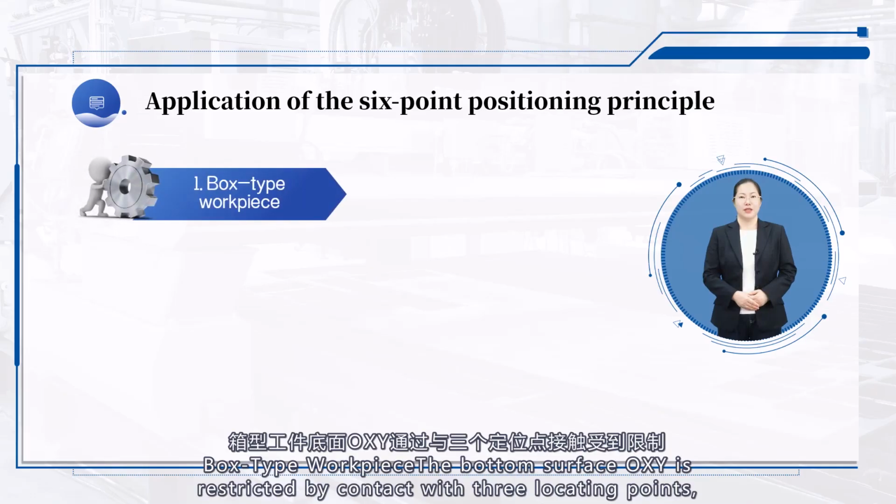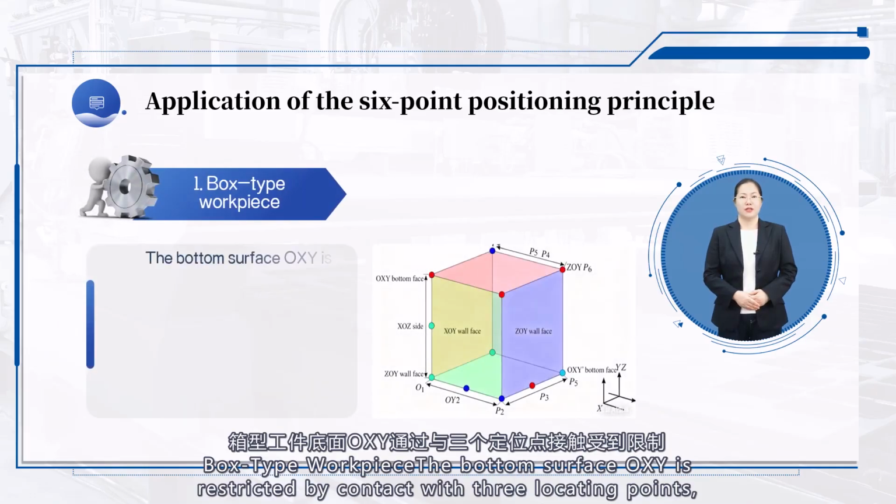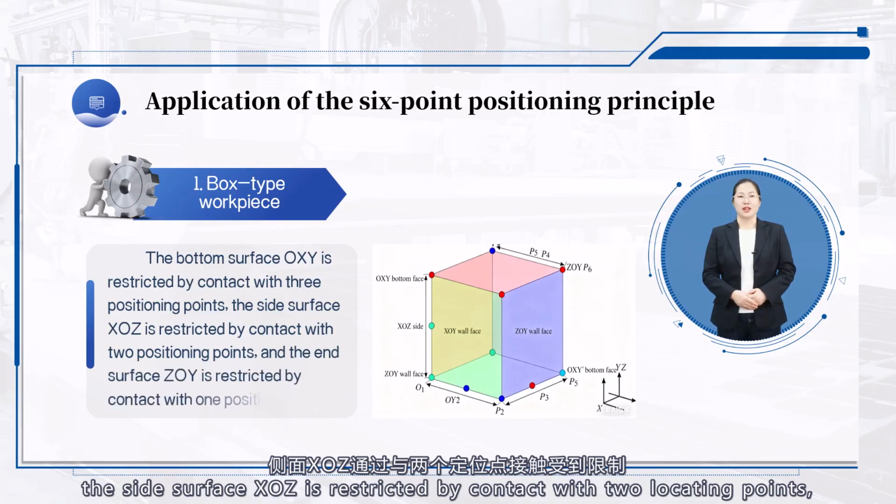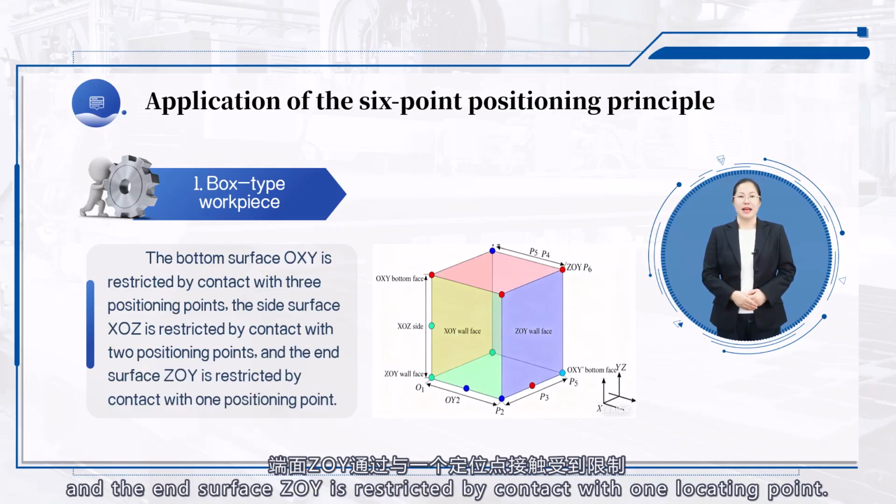1. Box-type workpiece. The bottom surface, XOY, is restricted by contact with 3 locating points. The side surface, XOZ, is restricted by contact with 2 locating points, and the end surface, YOZ, is restricted by contact with one locating point.